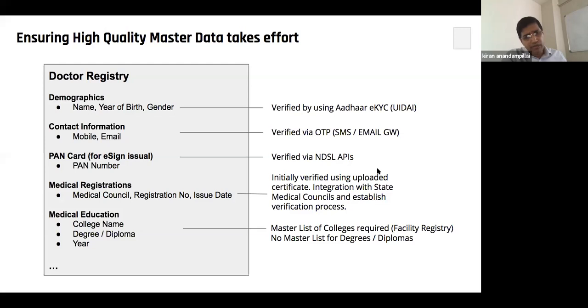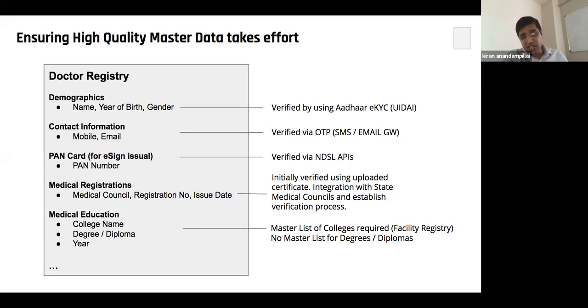Now, one thing that we do believe is that it is not easy to create high quality master data for any registry. It does require a lot of thought, good design, and an effort by the organizations that are going to actually create this. And I've just used an example of the doctor registry to understand how every piece of information would probably need to be verified so that you're sure that the information being captured, presented, and whether it's public or private is something that can be trusted.